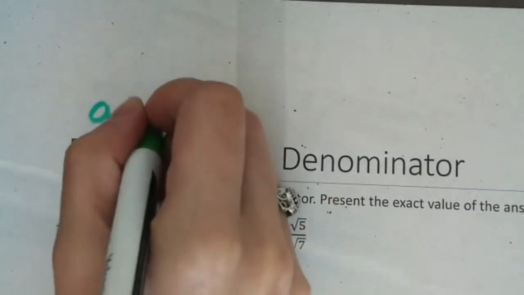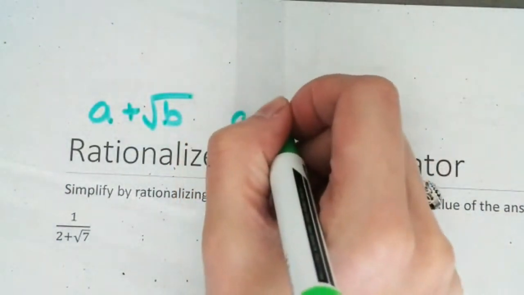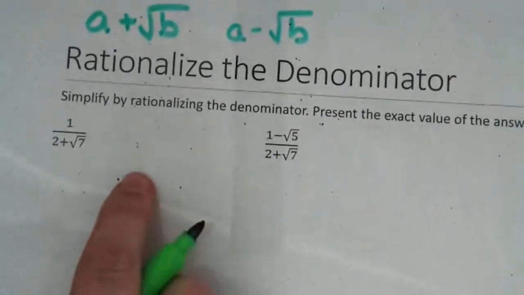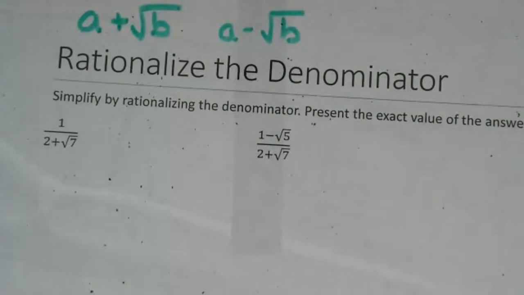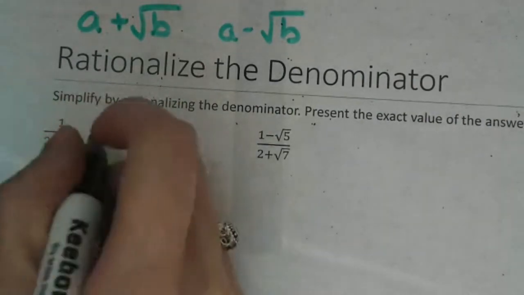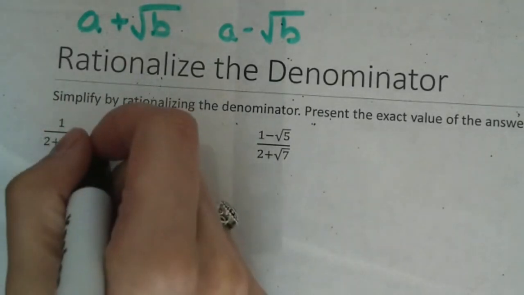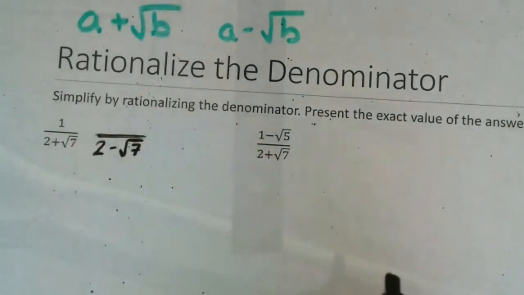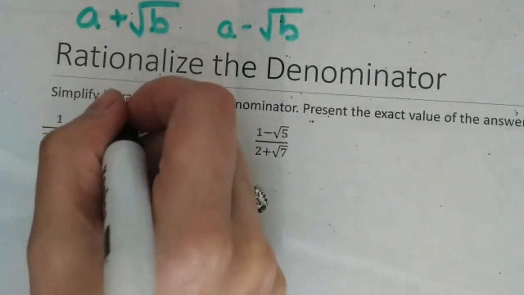So a conjugate will be if you have a plus the square root of b, turning it into a minus the square root of b, and vice versa. So if right now I have 2 plus the square root of 7 in my denominator, I'm going to multiply by the conjugate of that in my numerator and denominator. So I'm just changing the sign on the radical term. It was 2 plus the square root of 7. Now it's going to be 2 minus the square root of 7. But if I multiply the denominator by that, I also have to multiply the numerator by that.